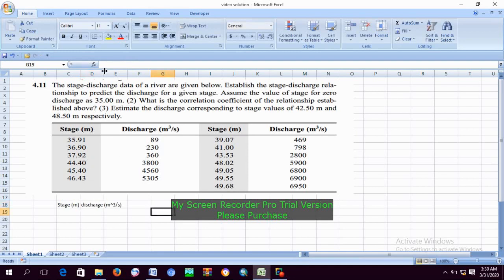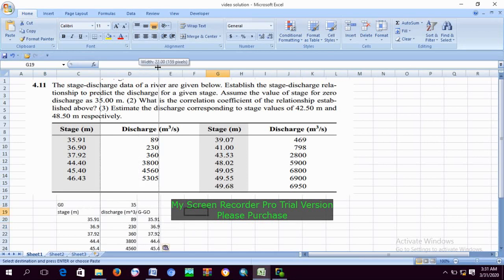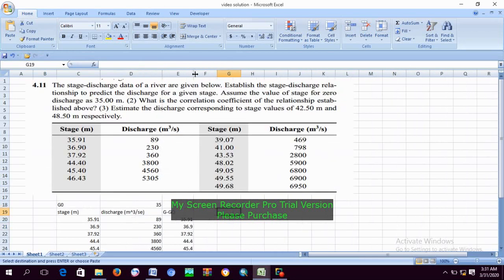After arranging this, we should write the values in the corresponding columns, like 35.91, 36.9, 37.92, and for discharge 89, 230, 360. Okay, save.